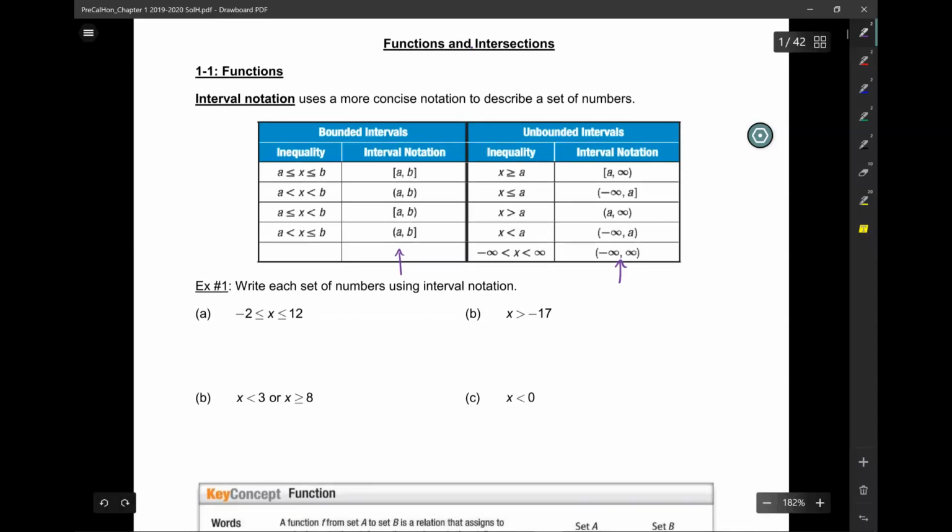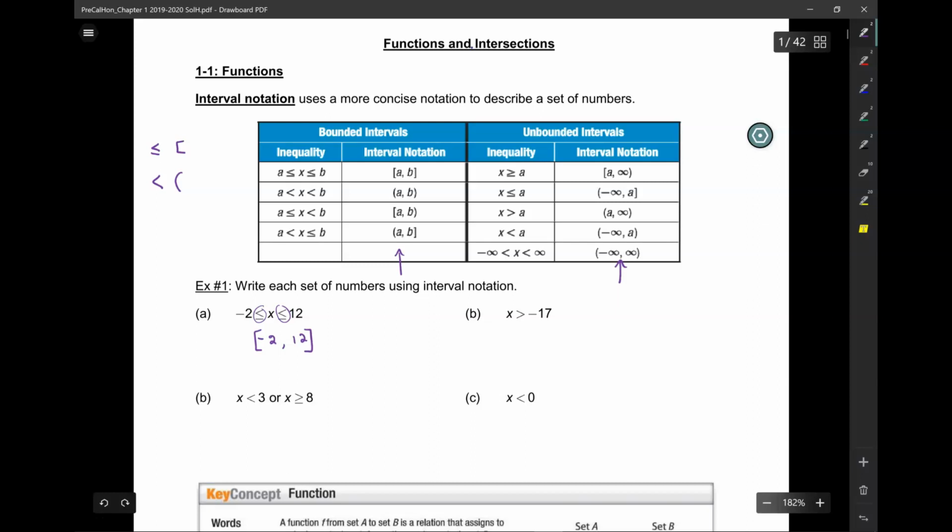So for A, it's going from -2 to 12. So we just say -2 to 12. And if they're closed on both sides, then we put brackets for closed, right? So the summary basically is if it's less than or equal to, it looks like that, right? If it's less than, it looks like that. Okay? All right. So here, x is greater than -17.